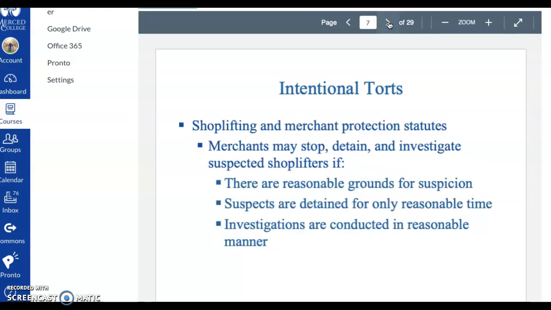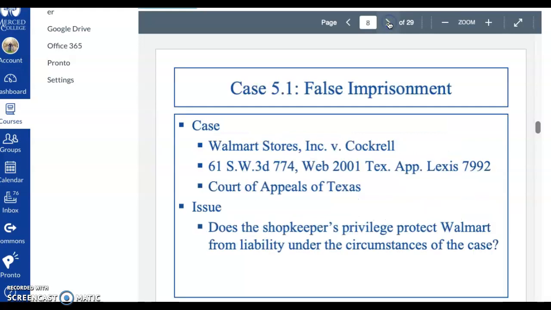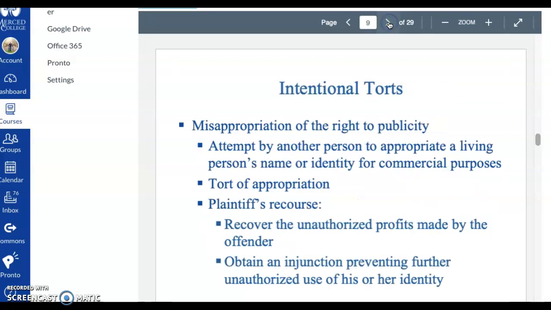Shopkeepers are protected from false imprisonment if they have reasonable grounds that an individual is stealing from them, and the suspects are detained only for a reasonable period of time. Remember, those are very subjective, but the court usually holds a reasonable period of time to just conduct a mini investigation as to whether or not they were in fact shoplifting. We'll look at that case later.